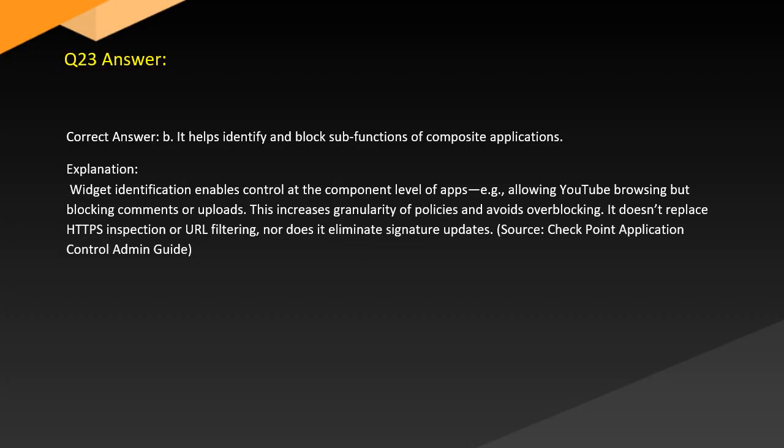Answer. Correct answer: B. It helps identify and block subfunctions of composite applications. Explanation. Widget identification enables control at the component level of apps, e.g., allowing YouTube browsing but blocking comments or uploads. This increases granularity of policies and avoids overblocking. It doesn't replace HTTPS inspection or URL filtering, nor does it eliminate signature updates. Source. Check Point Application Control Admin Guide.